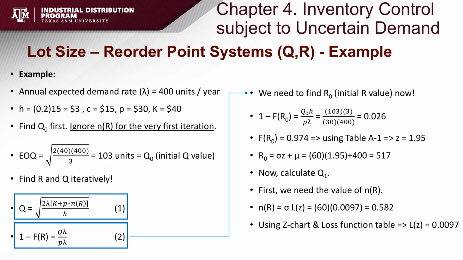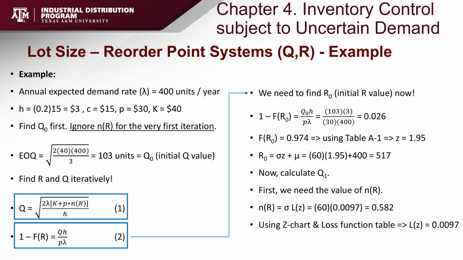All right, we start by ignoring N of R and computing a plain EOQ. 2 times 40 times 400 divided by 3, take the square root, and that gives Q0 of about 103 units. Then equation 2 says, 1 minus F of R equals QH over P lambda. Plug in 103 times 3 over 30 times 400, and you get 0.026. Now, F of R sub 0 is 0.974.